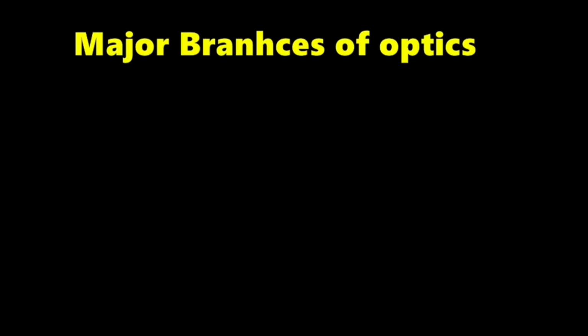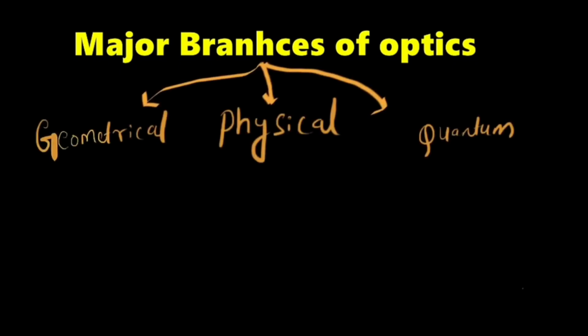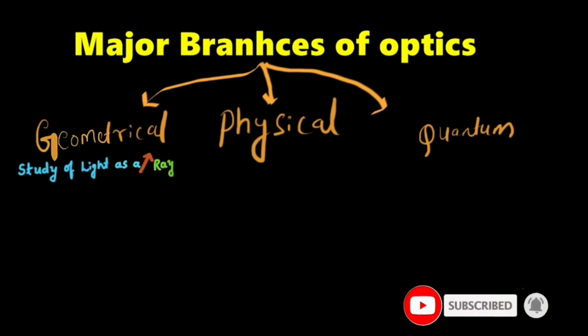ಹಾಗಾದ್ರೆ what are the main branches of optics? The first one geometrical optics, second one physical optics, third one quantum optics. This geometrical optics is also called as ray optics. ಏನಕ್ಕೆ ಅಂತಂದ್ರೆ here we will consider the light is moving in a straight line.